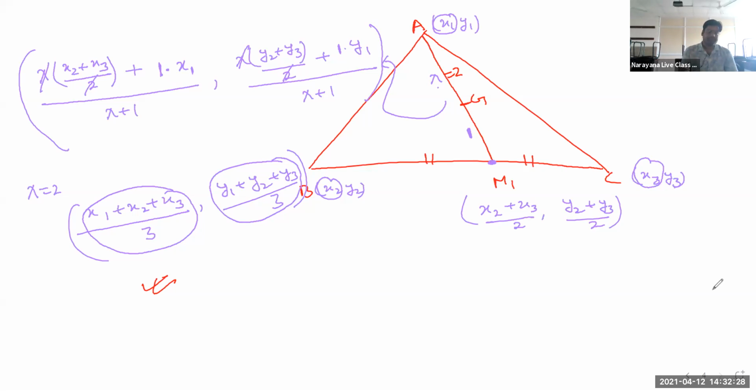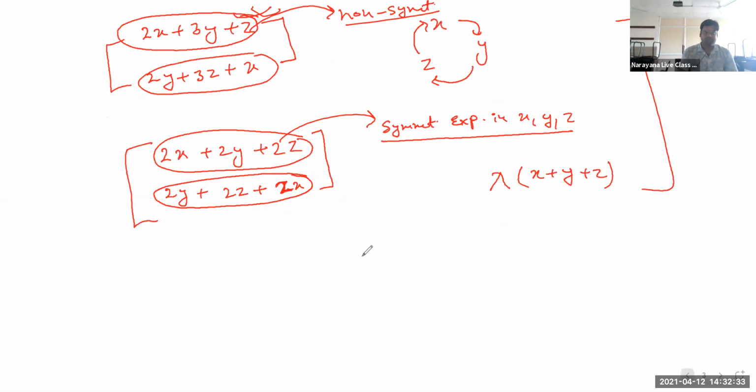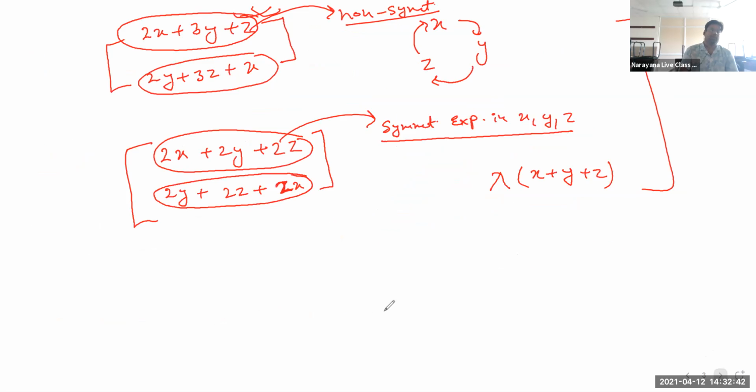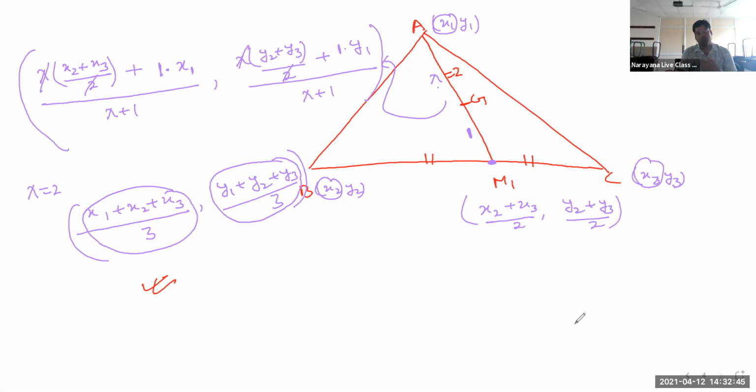Okay. Write it down. So till now we have studied these things. What is G? We have studied everything about the centroid. Now it's time to move towards another special point of a triangle. One more thing I have to say.